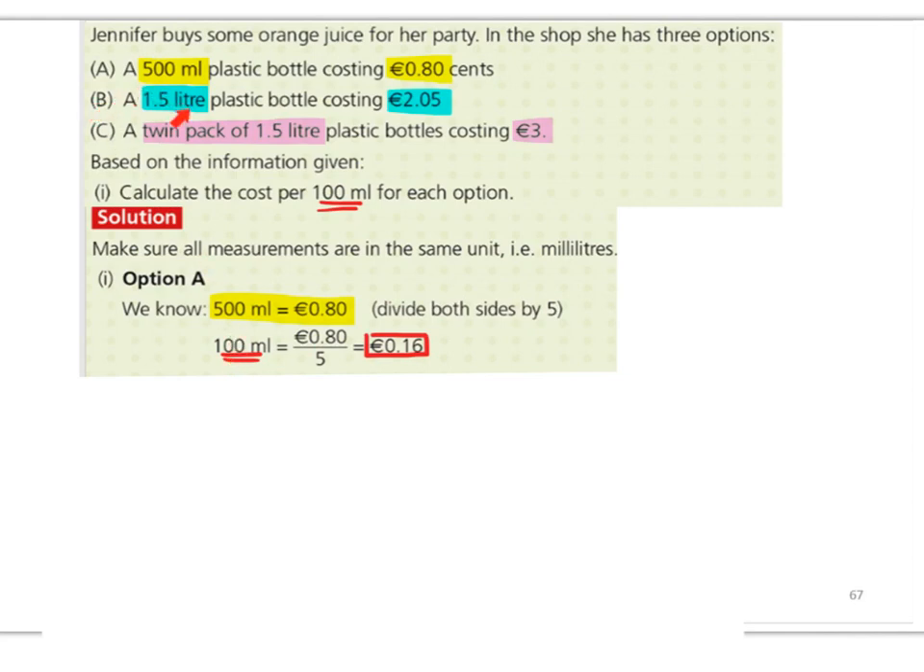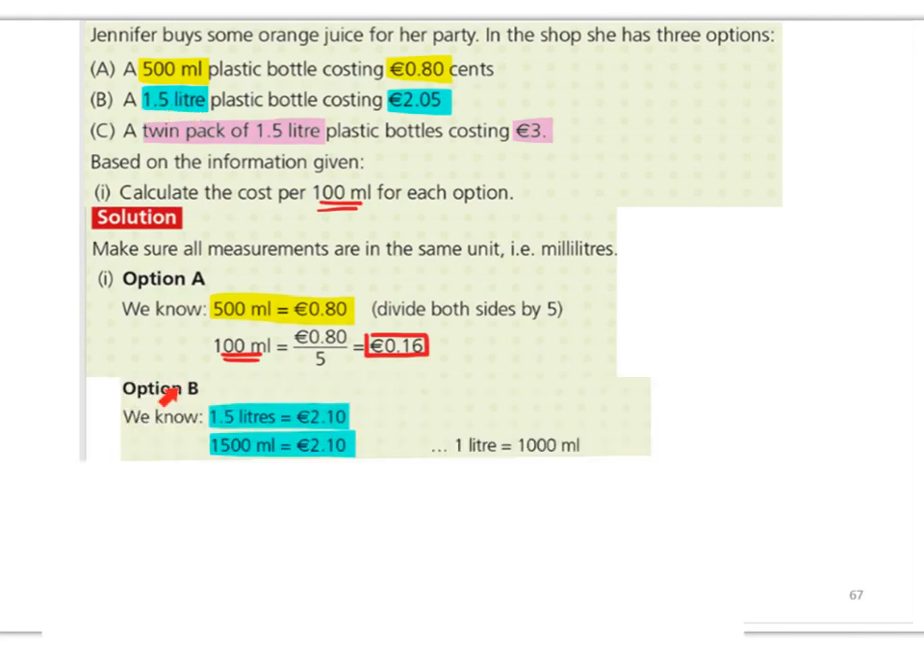Option B is 1.5 litres and it costs €2.05. We have to be careful here because we're not in mils, so we need to change 1.5 litres into millilitres. Option B, we know 1.5 litres is €2.05. And 1.5 litres is the same thing as 1,500 millilitres, so 1,500 millilitres is also equal to €2.05. We know this because 1 litre equals 1,000 mils. You must learn this off by heart. This is definitely going to come up somewhere in the exam, and it's not given in the formula book.